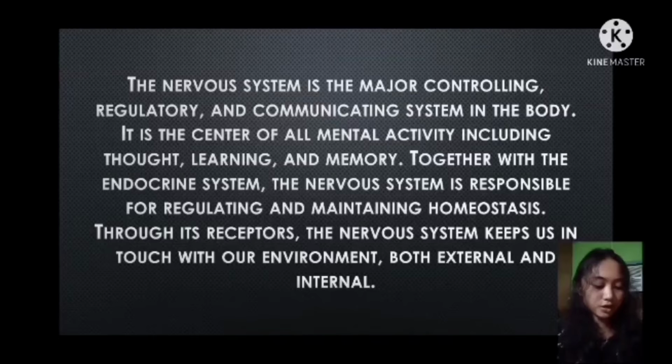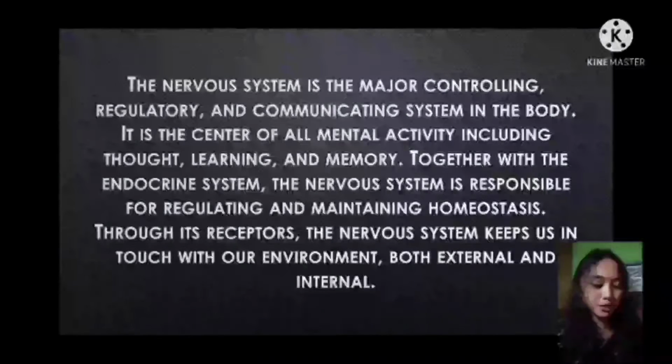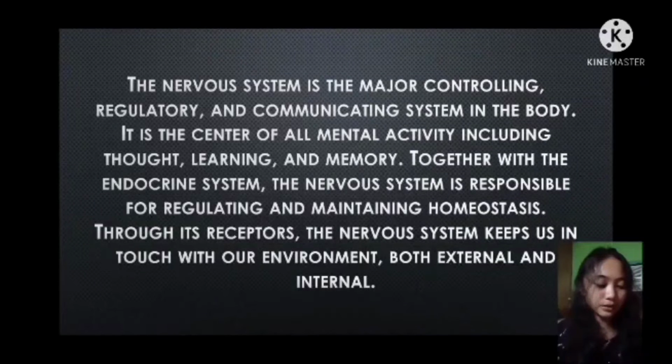The nervous system is the major controlling, regulatory, and communicating system in the body. It is the center of all mental activity, including thought, learning, and memory. Together with the endocrine system, the nervous system is responsible for regulating and maintaining homeostasis. Through its receptors, the nervous system keeps us in touch with our environment, both external and internal.